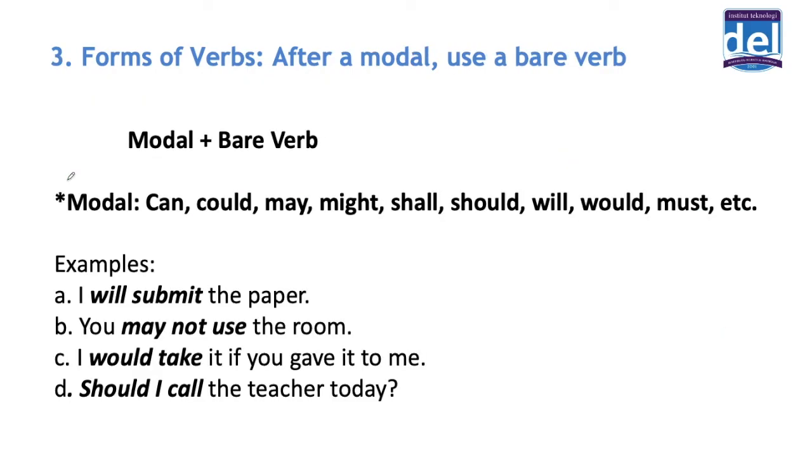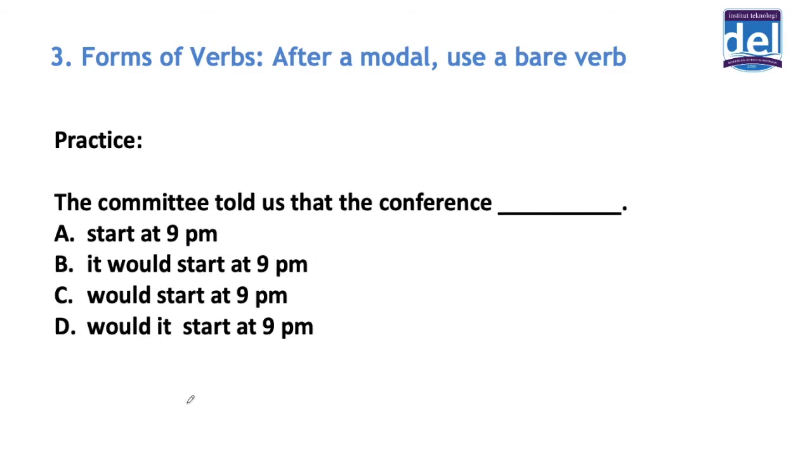Now let's continue with the third point. After a modal, use a bare verb. Modal refers to can, could, may, might, shall, should, will, would, must, and many other more. Remember, modal plus bare verb or verb 1. Just remember a simple sentence. I can sing. She can dance. Those sentences are easy models to remember, yeah? Now let's take this practice.